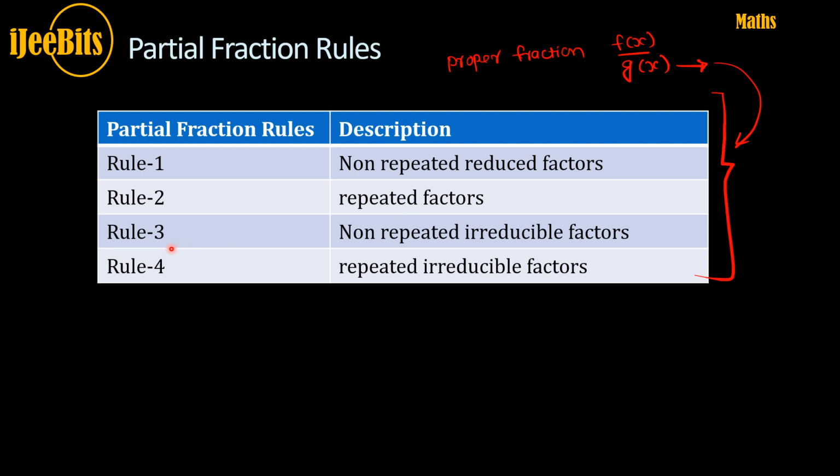Whereas in rule number 3 and rule number 4, we spoke about irreducible factors. It means for us it's difficult to find factors for those polynomial portions, and hence we call them irreducible or non-reducible factors. In rule number 3, if it is a non-repeated irreducible factor, then we have to apply whatever rule number 3 talks about, Ax plus B by that polynomial. In rule number 4, if the irreducible factor is of repeated nature, then we have to apply rule number 4, and hence these 4 rules we are using in splitting a proper fraction into partial fractions, isn't it?